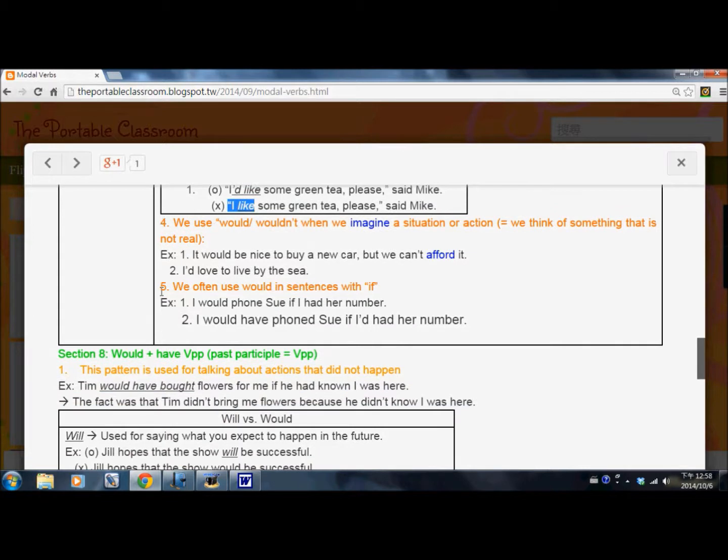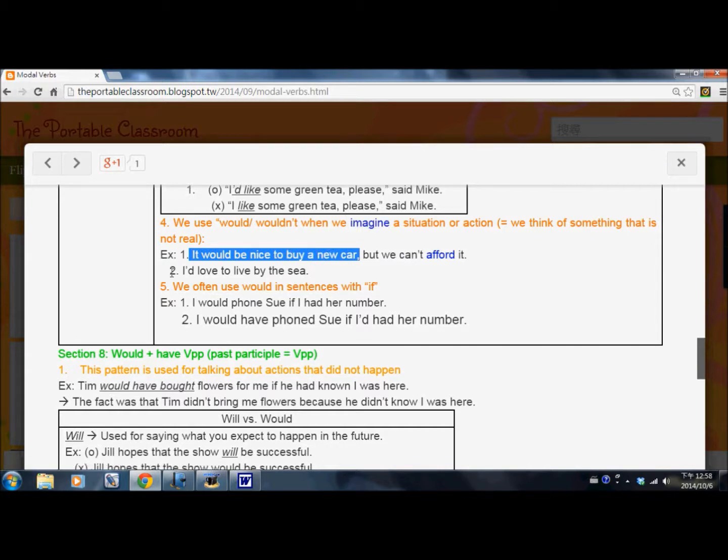Now, number four and number five, here are two more ways of using the word would. Let's look at number four. We use would or wouldn't when we imagine a situation or actions. We think of something that is not real. Imagine means 想象, so it's not real. Look at the following two examples. It would be nice to buy a new car, but we can't afford it. The truth is we can't afford it, which means we do not have the money to buy it. But it would be nice to buy a car, so I'm imagining buying a car, but I do not have the money.